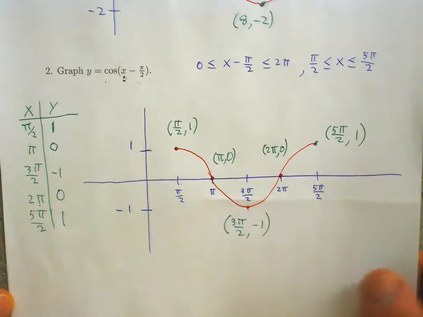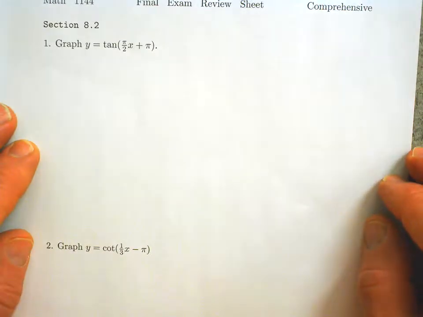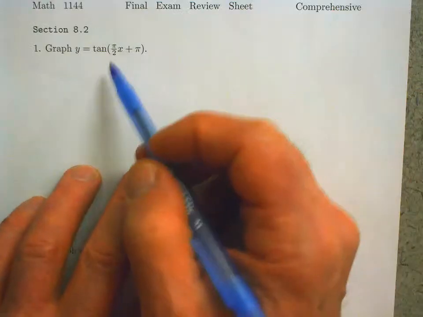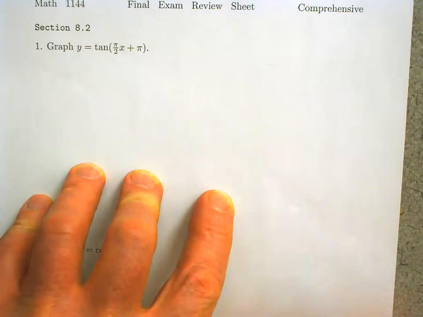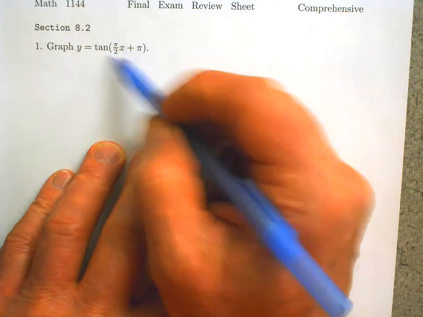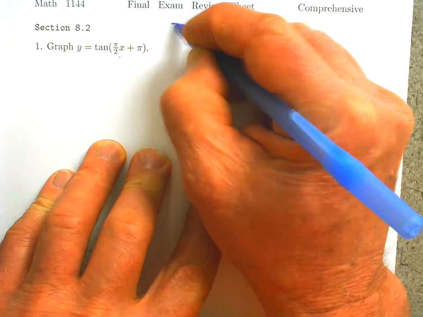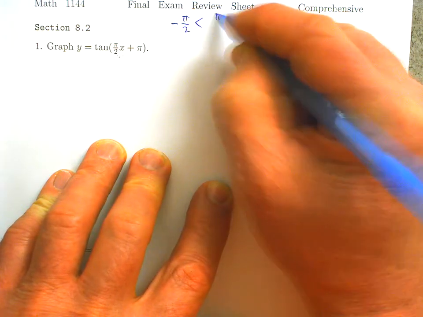Okay, the next page. Let's graph a tangent function. So for y equals tangent of x, the period of tangent is pi. And for tangent of pi over 2 x plus pi, we need that to be between negative pi over 2 and positive pi over 2.